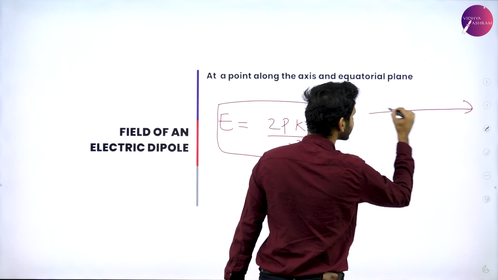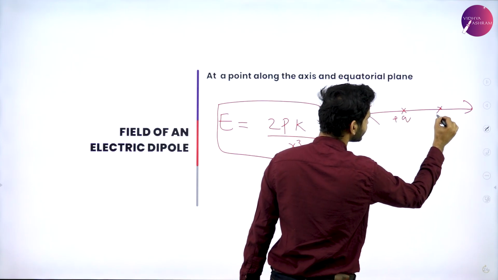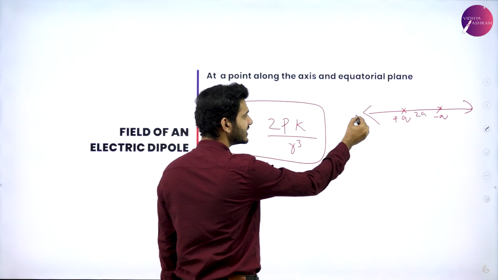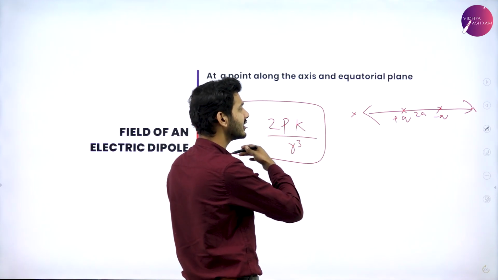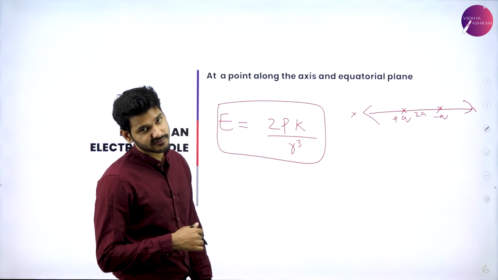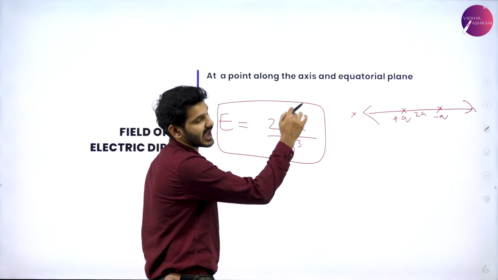either in this direction or in this direction of a dipole. So if it is situated here or anywhere along that line, we'll say that this is the equation for the electric field. Now the question arises, what if it is not along the axial points?